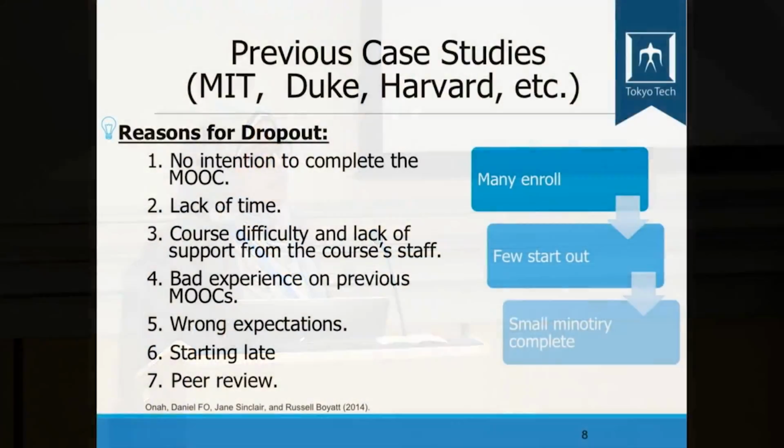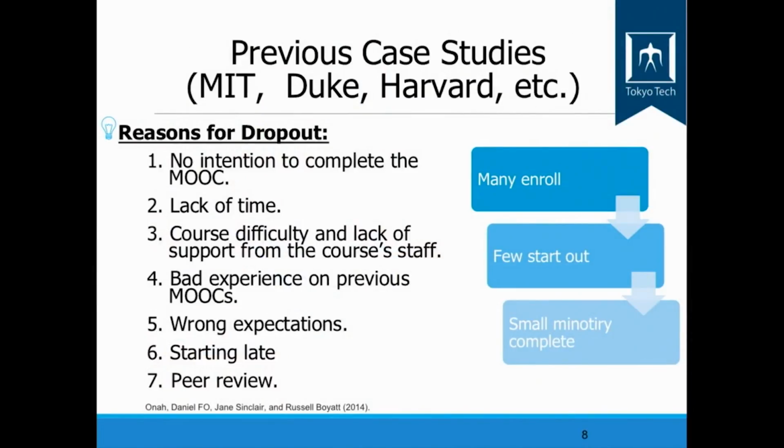A lot of case studies have been done to try to answer why people drop out of MOOCs by MIT, Duke, Harvard, and Stanford for sure. Among the reasons they found are those 7. The first one is no intention to complete the MOOC. This specific reason is known through the pre- and post-surveys for the MOOC. So most of the people start a MOOC with no intention to finish it.